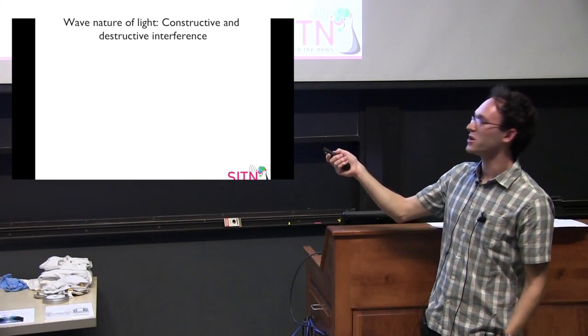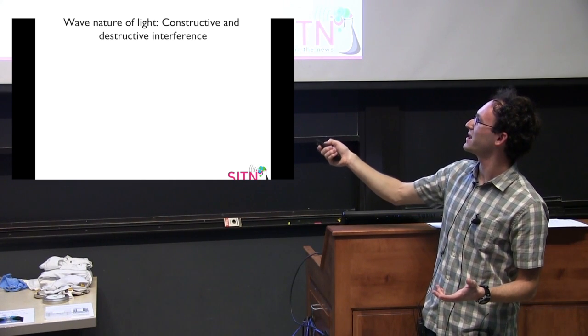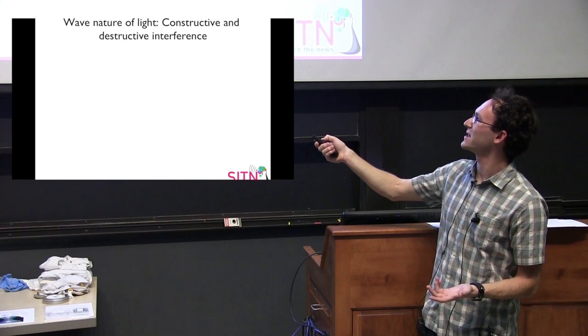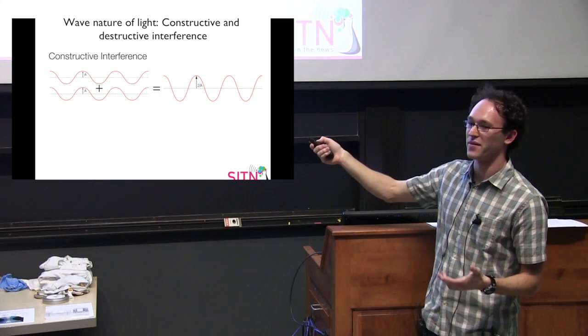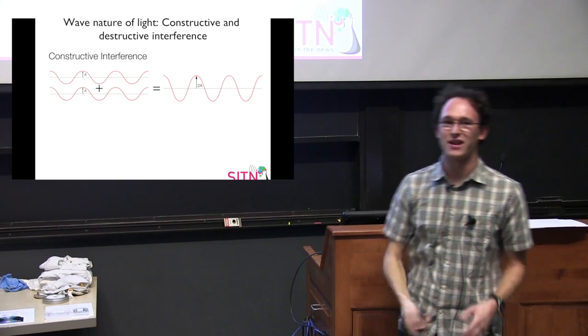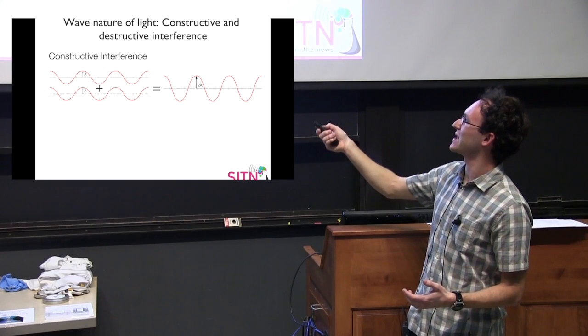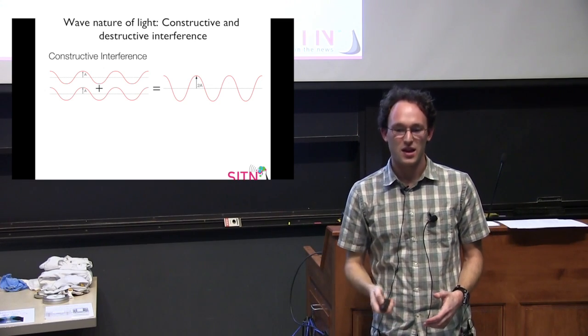So if you have two waves next to each other moving along, and let's say the crests align and the troughs align, and let's say they're the same wavelength of light, they'll actually sum together, and you end up with a wave, in this case, with twice the amplitude because these amplitudes are equal.